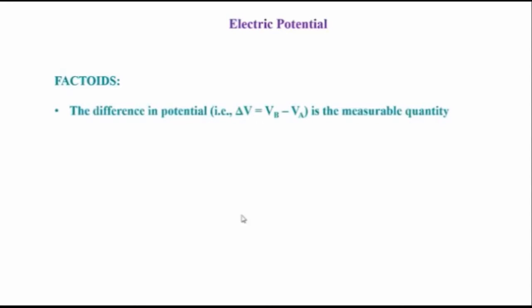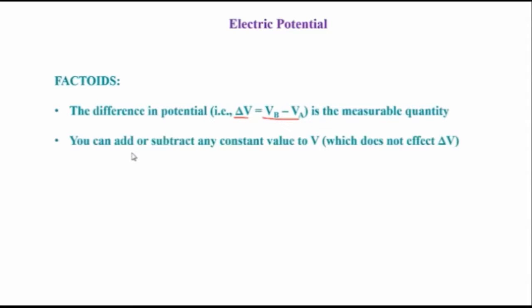One is the difference in potential. This delta V is really the only measurable quantity. If you were to measure, for example, on a wire the potential difference between 2 points, you'd put a probe at that point B and you put a probe at point A, and your meter would give you the difference. So we always have to have 2 points to measure a potential, and sometimes you've probably heard potential difference. That's where these kinds of terms evolve. You can add or subtract any constant value to V. This does not affect delta V.